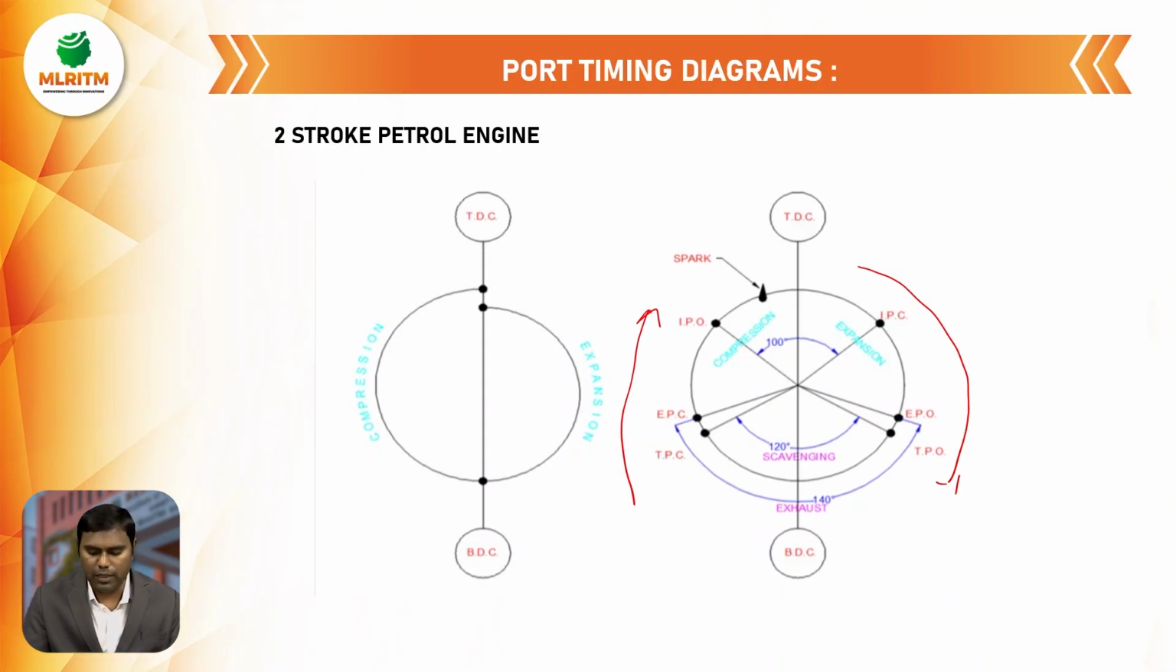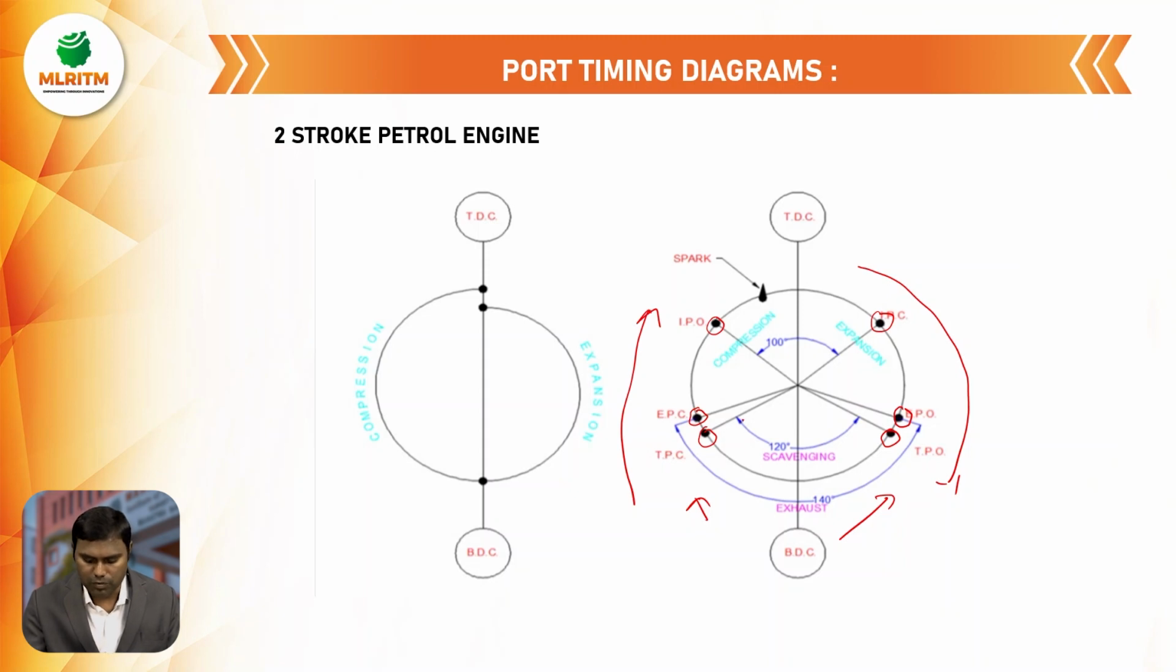But in the actual diagram, in the downward stroke, the exhaust port opens initially, then the transfer port opens. Then in the upward stroke, the transfer port is closed and the exhaust port is closed, and the inlet port opens before TDC and closes after TDC. The exhaust port and transfer port both open before BDC, and these two close after BDC.